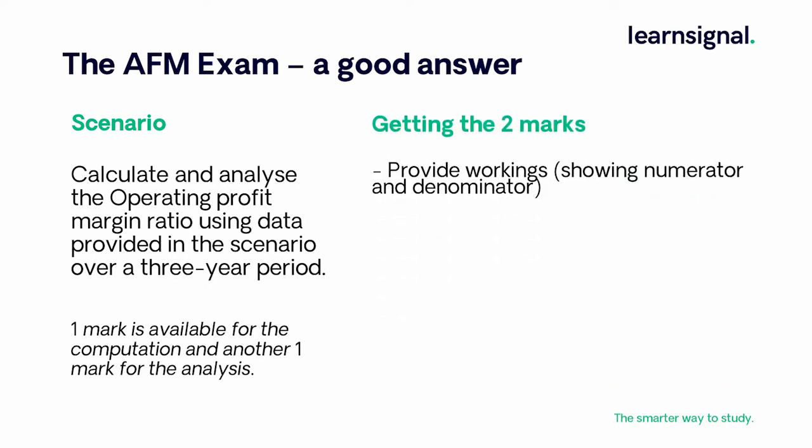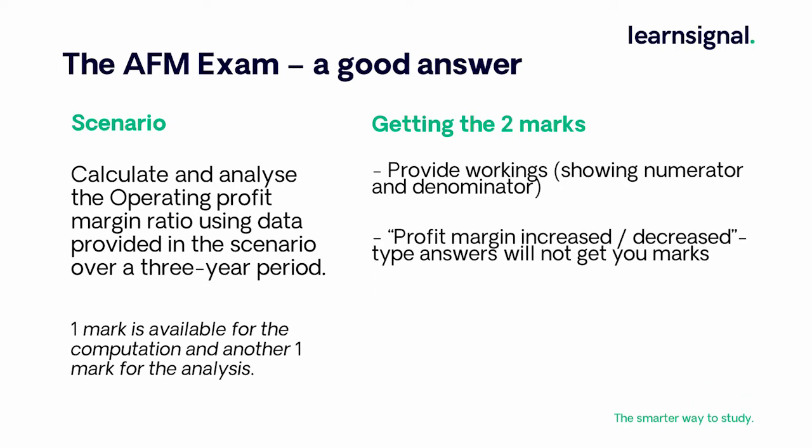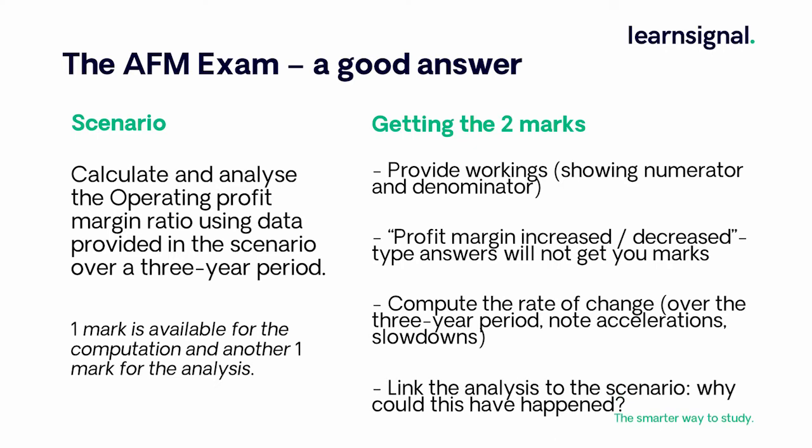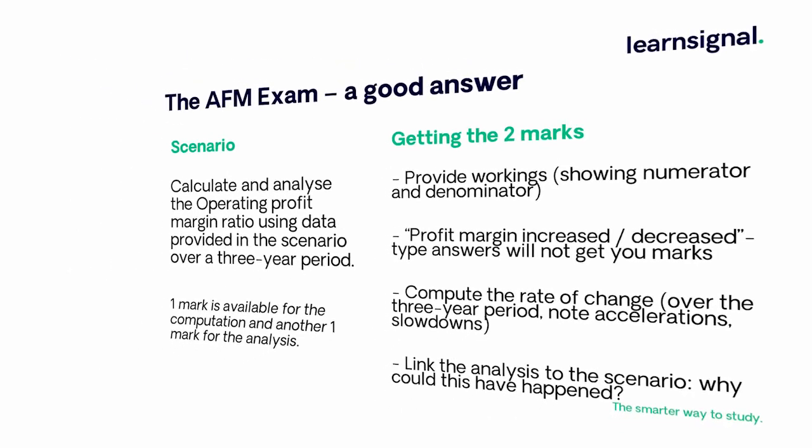You need to start by showing your calculations. Commenting that the margin has increased or decreased over time will not get you any marks. You should be computing the rate of change over the period provided, noting any accelerations or slowdowns. Finally, link your analysis to the scenario. From the details provided, what could have caused this change? Applying this logic to all your answers in AFM will go a long way to increasing your marks.